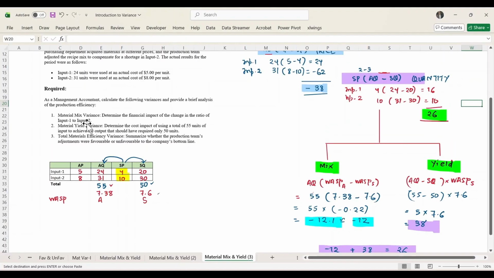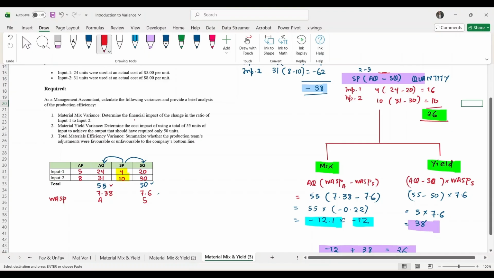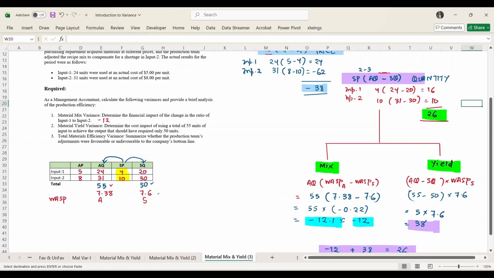So now we can answer the question. The mix variance is minus 12, and minus 12 in cost is a favorable one. Material yield variance is how much? That is 38, and a positive variance in cost becomes unfavorable. And this total efficiency, which is also known as the quantity variance, is minus 12 plus 38, which becomes 26. So this becomes 26, which is again positive and unfavorable.